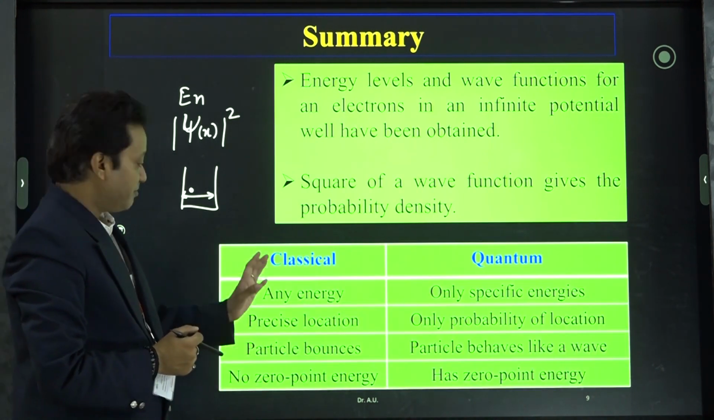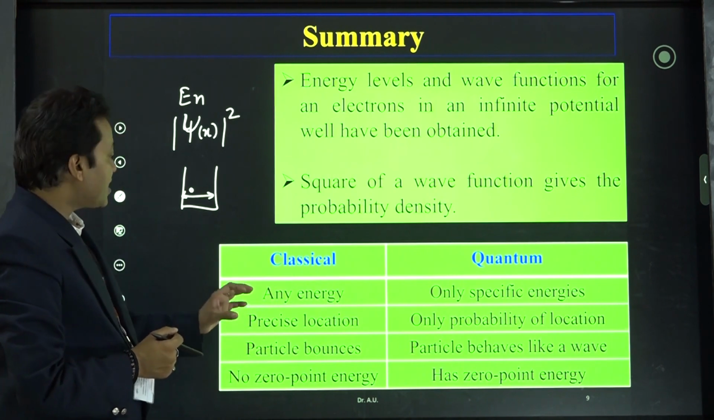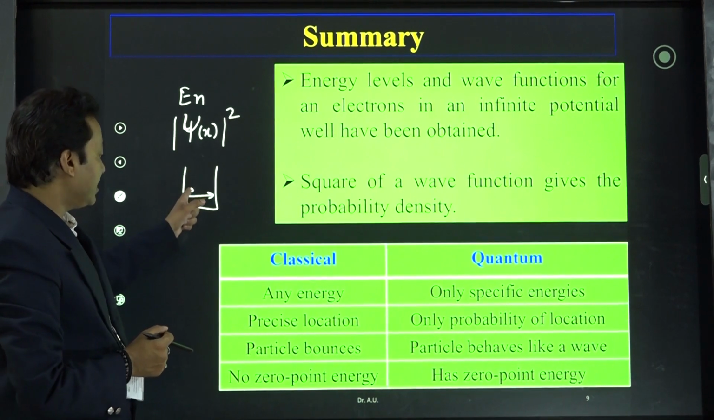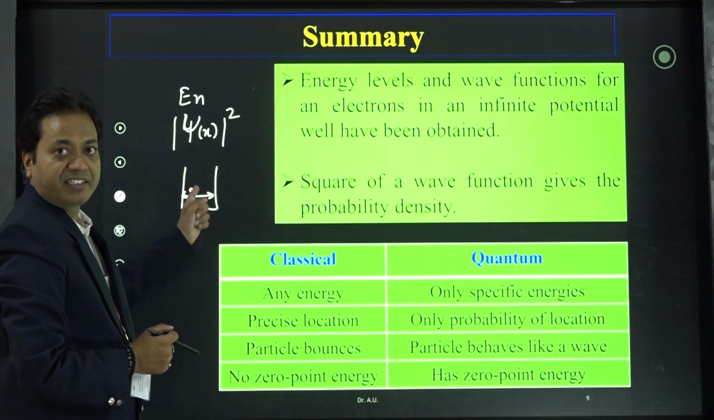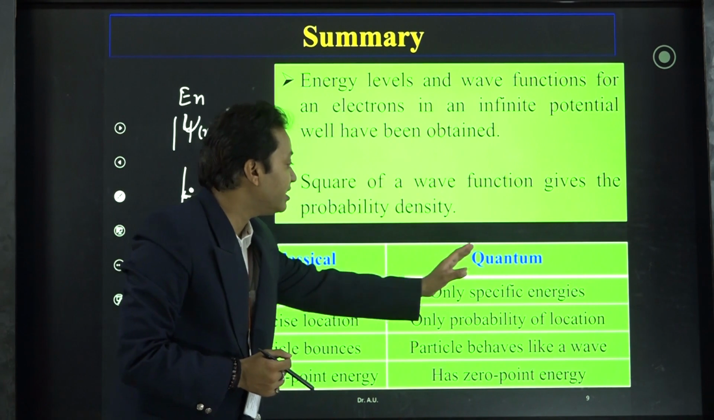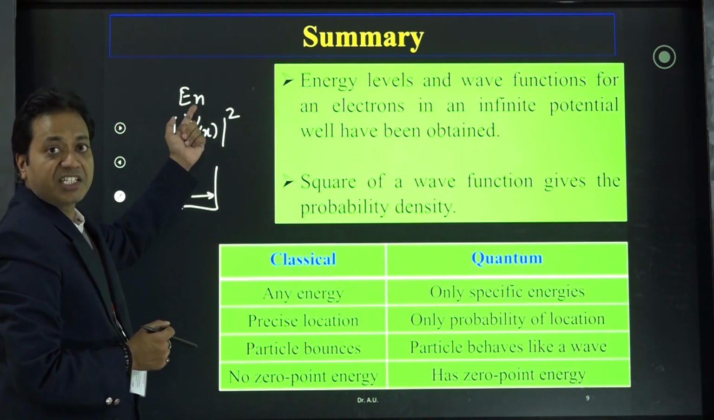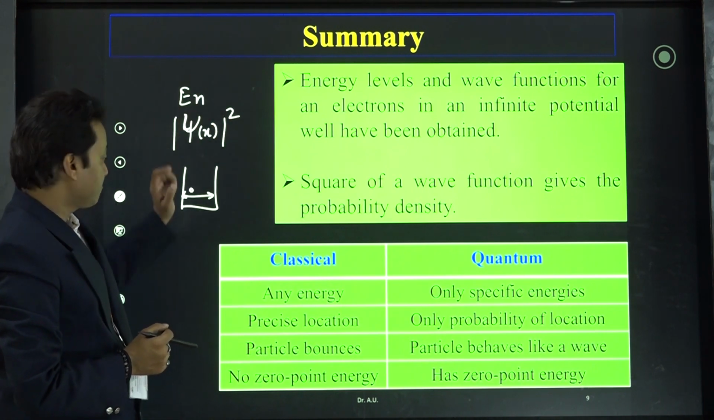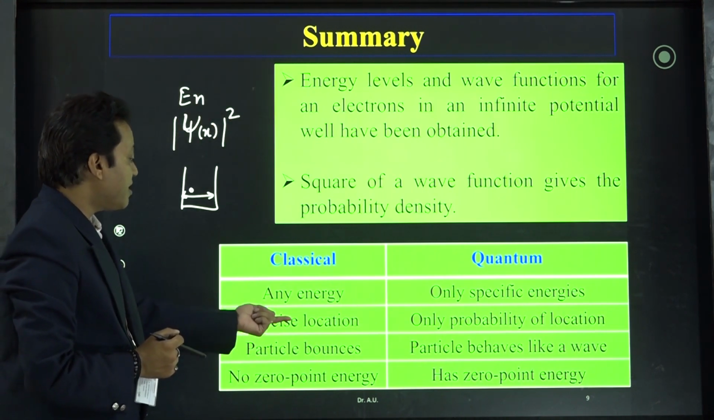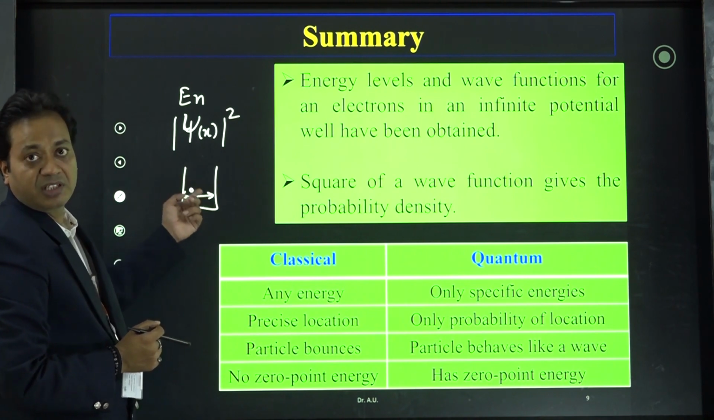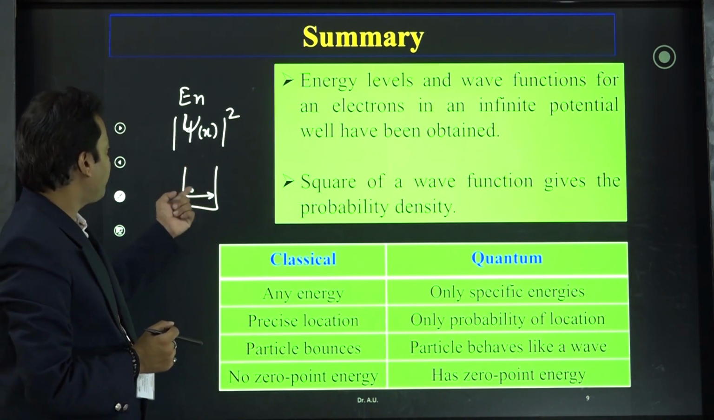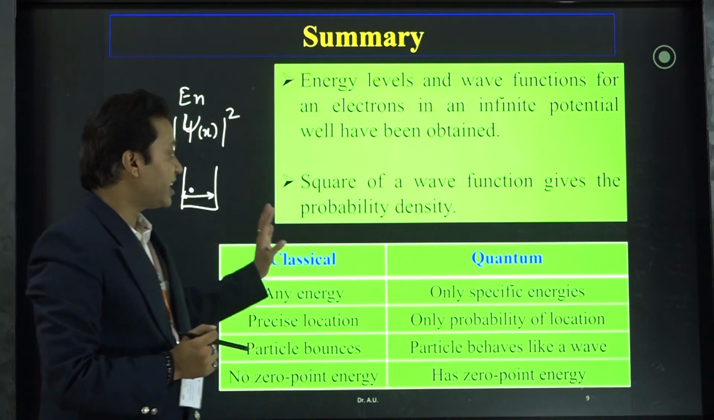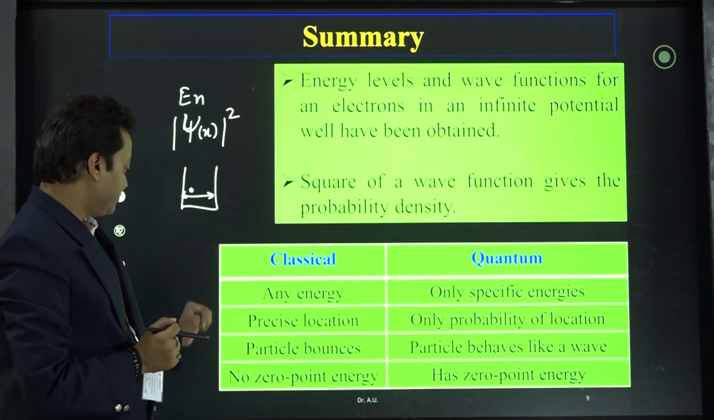Also we can make the difference between the classical and quantum picture. If it is a classical particle, then it can have any energy. If it is a quantum particle, only specific energies E1, E2, E3 are possible, not all values of En. Also, a classical particle has a precise location, while for a quantum particle we can only find the probability of location.